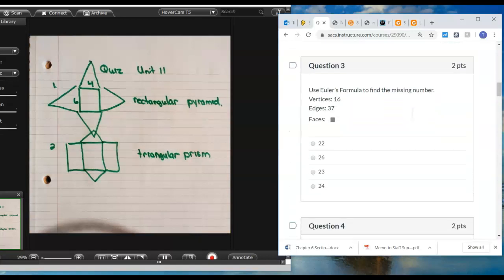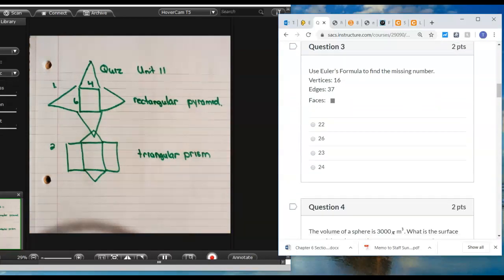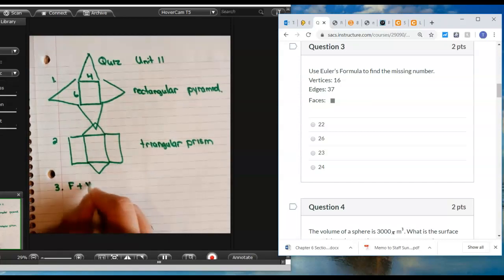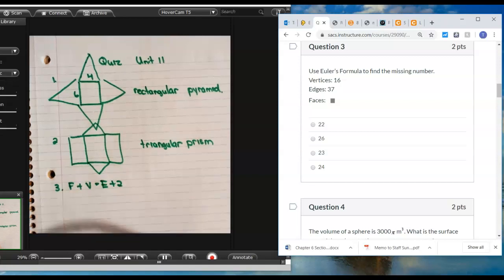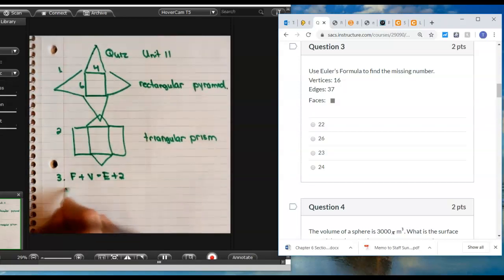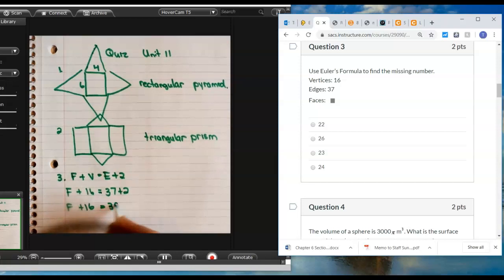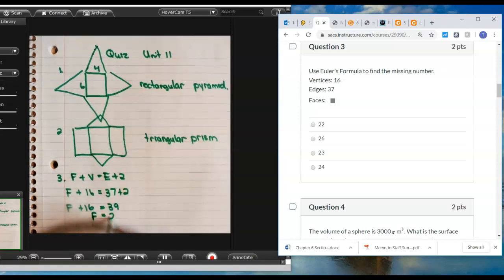Okay, moving on to the next one, it wants us to use Euler's formula. Euler's formula is on your formula sheet. I'm going to go grab mine, and it is in the upper left corner box, and it says Euler's formula. So if I look at that formula, it says F plus V equals E plus 2. In this particular case, I'm looking for the faces. That must mean I've been given the vertices. I have a 16. The edges is 37. So we've got F plus 16 is equal to 39. I subtract the 16 and we end up with the number of faces as 23.